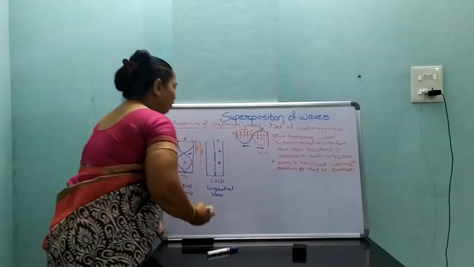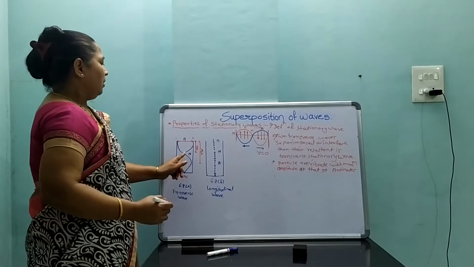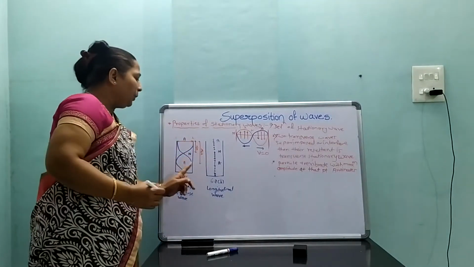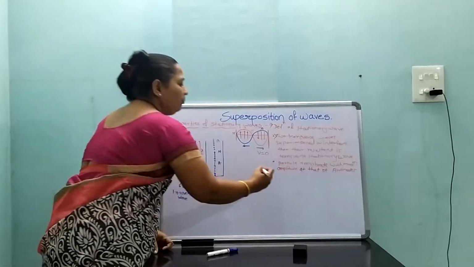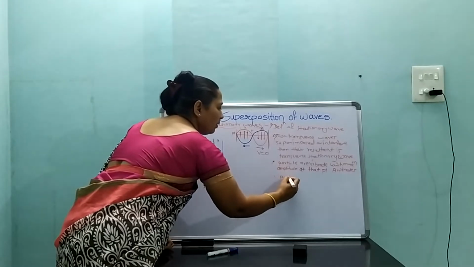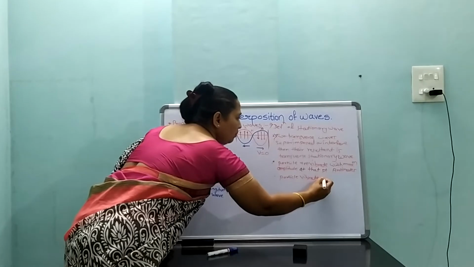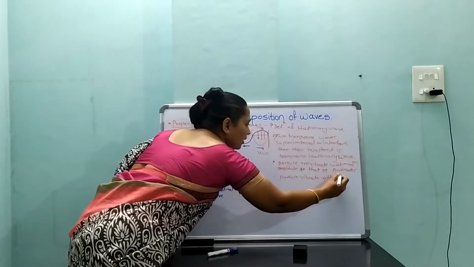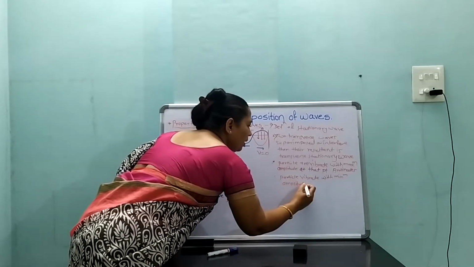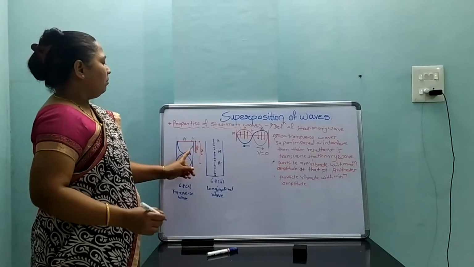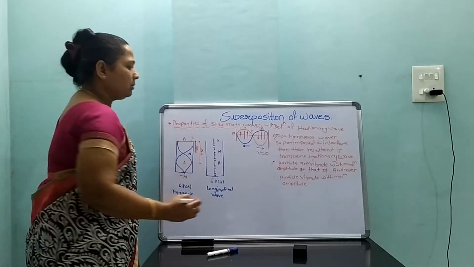Second point, particles vibrate with minimum amplitude. At the point where particles vibrate with minimum amplitude, nodes are formed. That point is called a node.